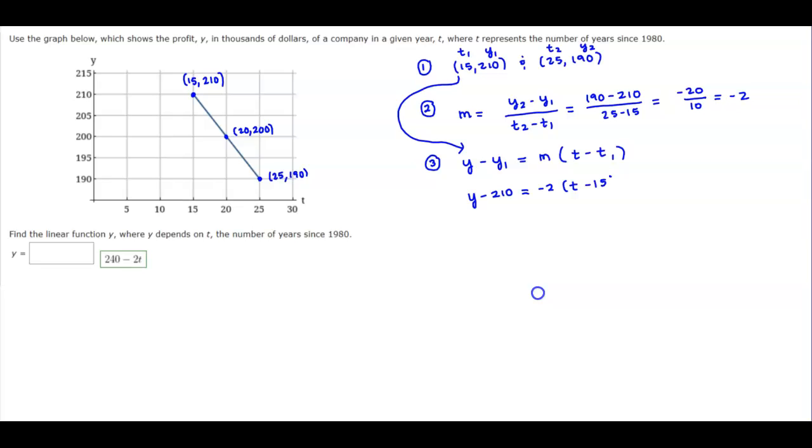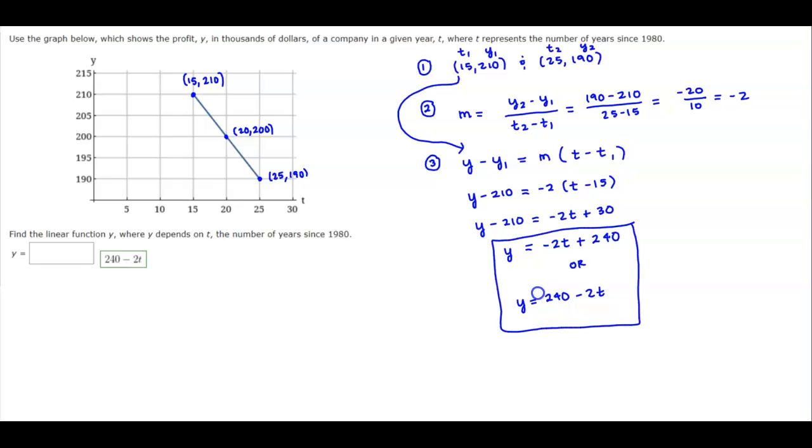minus 15. So now if we distribute the negative 2, we get negative 2t plus 30. Okay, so now if we add 210 to both sides, we get negative 2t plus 240, or we can write this as y, which is equal to 240 minus 2t. It doesn't matter which way you write that, but since that's the way they've given it in the result, then you know that is our answer.